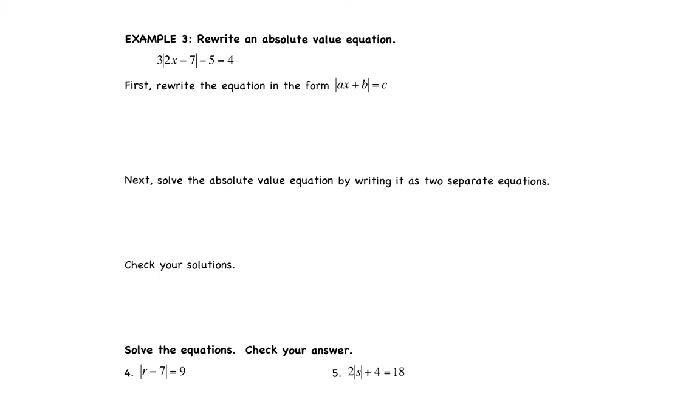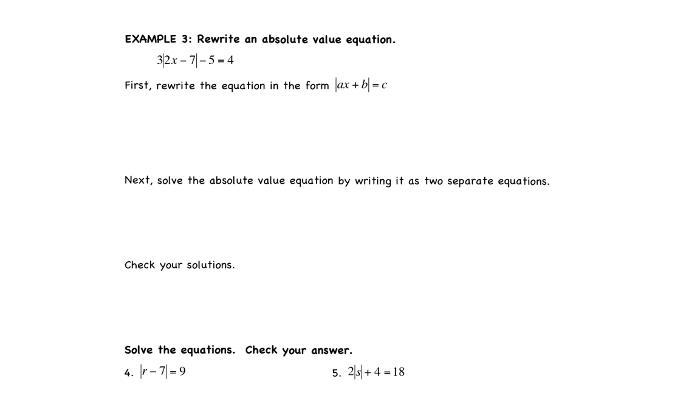All right, so now in example 3, it's getting a little bit trickier, because now we not only have the absolute value bars, but we also have some things happening outside of the absolute value bars. So before we can split this into two equations, we have to isolate the absolute value bars, get them by themselves.